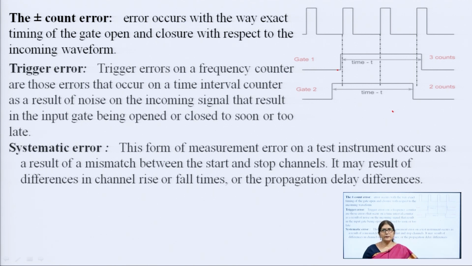Then triggering error is there. If the triggering time of the frequency counter has any error, then it will produce error in the overall system. Systematic error is there. This form of measurement error on test equipment occurs as a result of mismatch between the start and stop channels. So, it may result in a difference in the channel rise and fall times. So, propagation delay is also there. These are the types of errors that can occur in a frequency counter system.